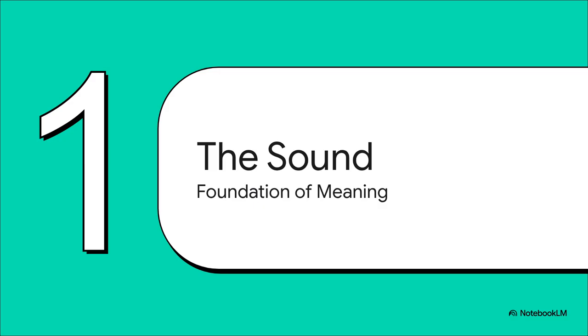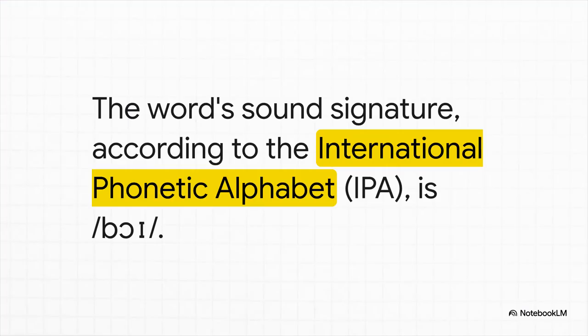All right, first things first. Before a word means anything, it has a sound. And to really get a handle on any word, you've got to start right there with that fundamental building block. This right here, this is the word's universal sound signature. It's written in the International Phonetic Alphabet, the IPA. Doesn't matter what language you speak, this tells you exactly how to say it, boy. Think of it like the blueprint for the sound.